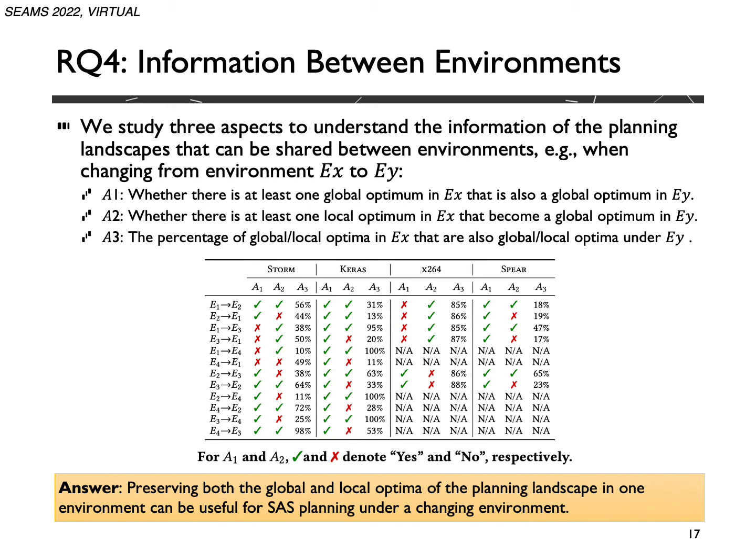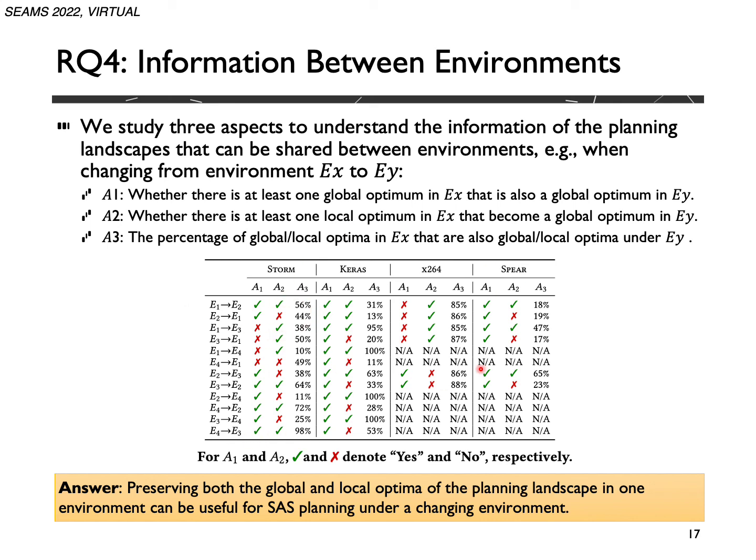Finally, we try to understand three aspects of what information of the planning landscape can be shared between different environments. Firstly, whether, if there's at least one global optimal in one environment, there is also a global optimal in another. Secondly, whether there's at least one local optimal in an environment that becomes a global optimal in another. And finally, what is the percentage of global and local optimal overlapping between two environments?